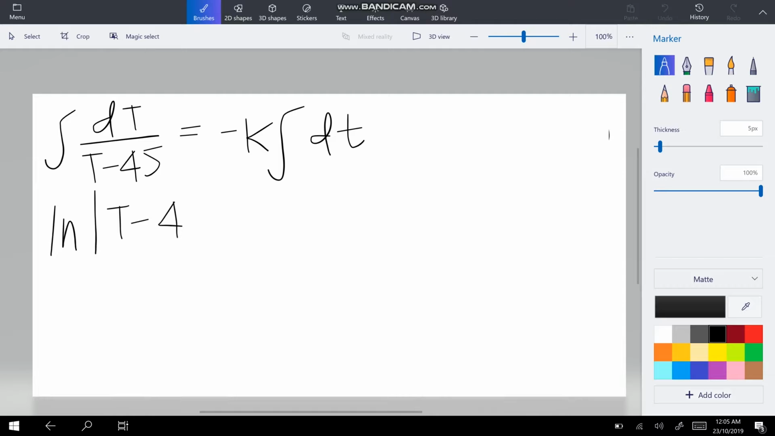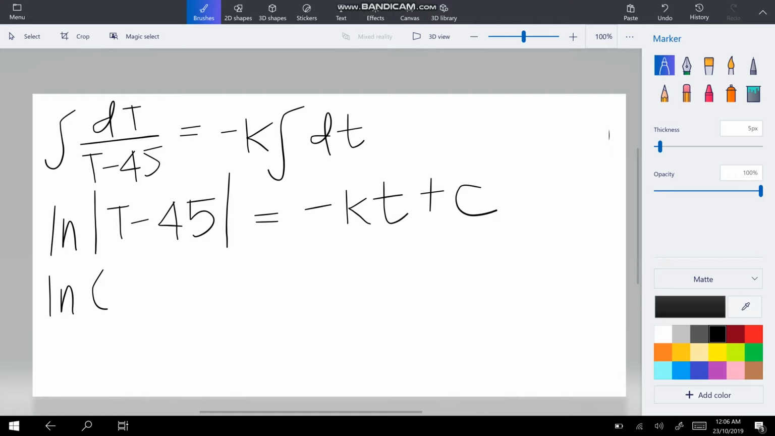And so we then integrate both sides of this, and since K is constant, we bring it out of the integral. So let's have a negative K times the integral with respect to time, this side over here. Since the number in front of capital T is 1, this simply turns out to be just a natural log of the absolute value of T minus 45.